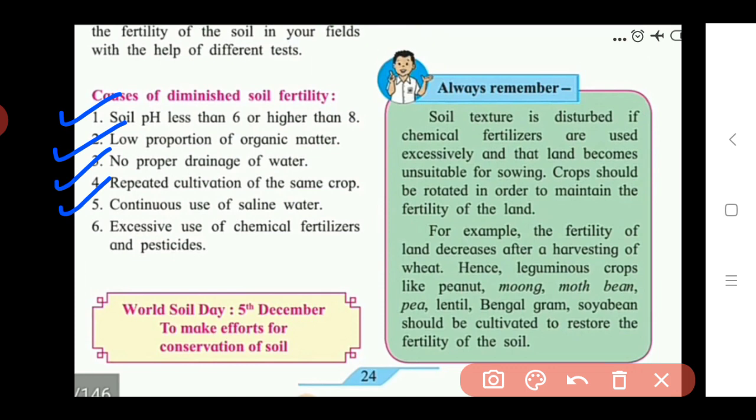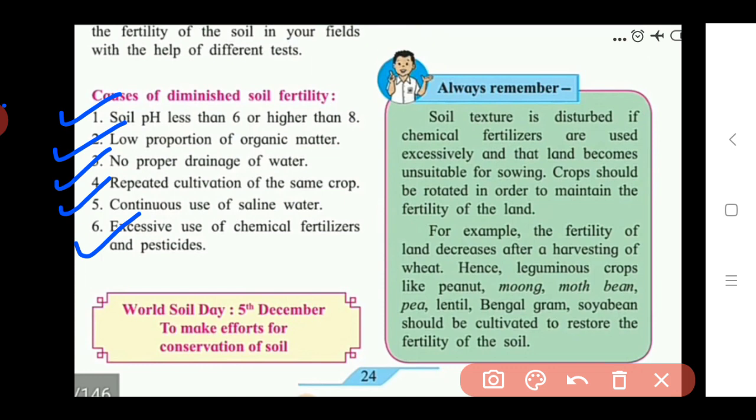And the last one is the excessive use of chemical fertilizers and pesticides. These chemicals also have some harmful substances in them. If we use such fertilizers and pesticides again and again, they get saturated in that soil, and due to this fertility also gets diminished. So these are some reasons due to which the fertility of soil gets decreased.